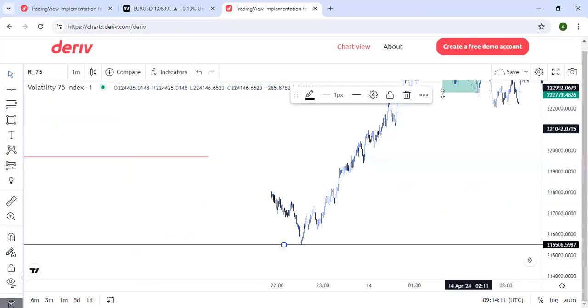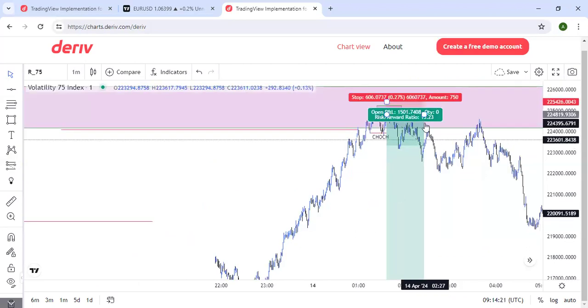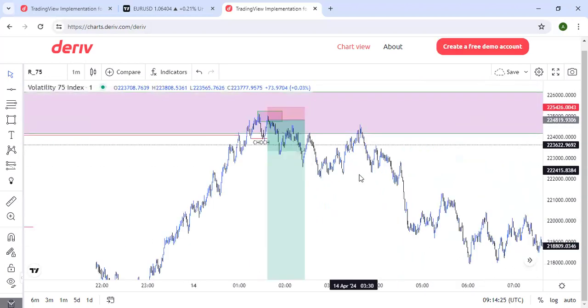Now let's drag it down to that place. All right, so that's where you are targeting, which means you have 1 to 13. So if you are risking $1, you will have made $13. All right, so it's just as simple as that.